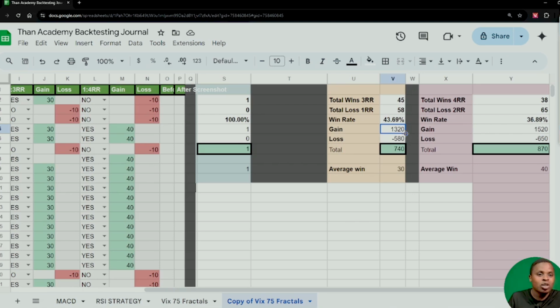$1,320, right? So if you were risking $10 per trade for each and every trade for 100 trades, you could have made a total gain of 1,320, and then a total loss of 580. So most people don't like losing, but now you see losing is part of trading. You can't make money without losing, right?